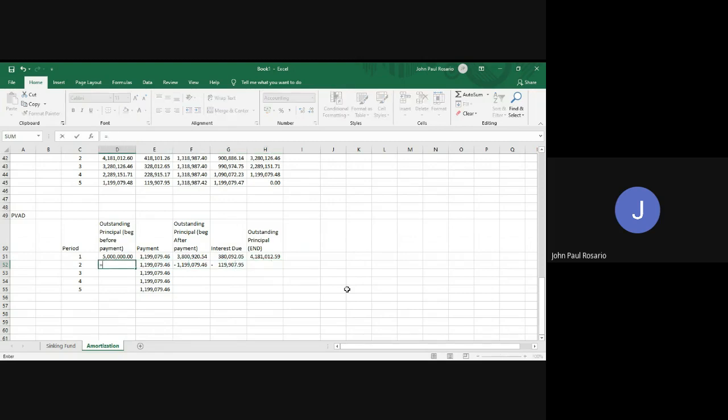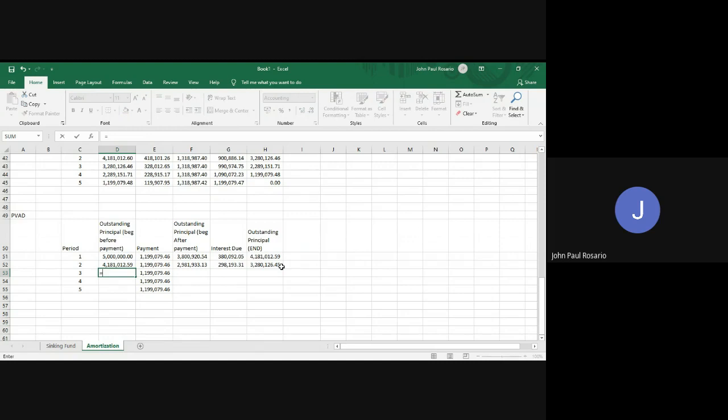So your beginning balance by next period is this one, from which you deduct your payment at the beginning of the period, and then that amount will again earn interest of 10%. Since it's not paid at the end of the period, because your payments are made at the beginning of each period, you now have to add your interest due. So this is your balance at the end of the second year.